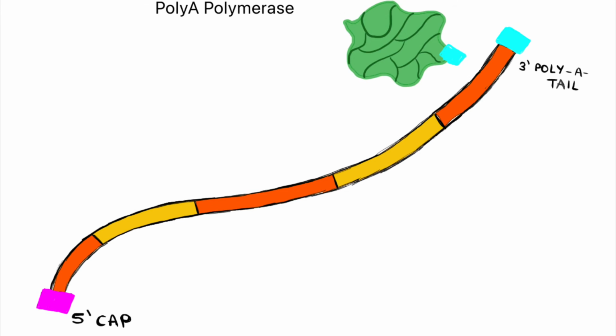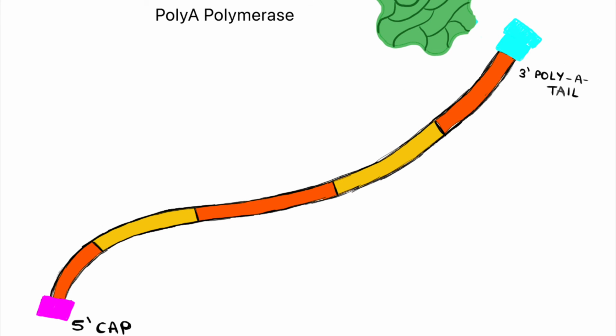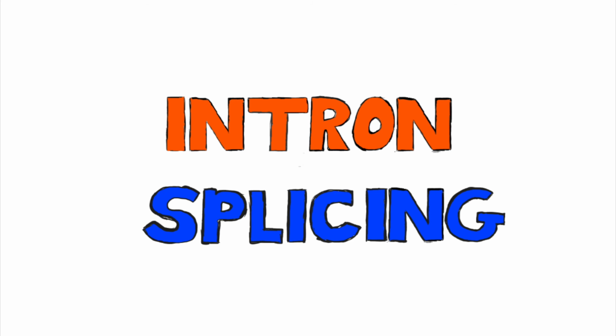Poly-A polymerase then synthesizes the polyadenylated tail by adding adenine residues to the cleavage site. When the tail reaches its full length, the poly-A polymerase is signaled to stop adding residues. The processed mRNA is now ready to undergo splicing.